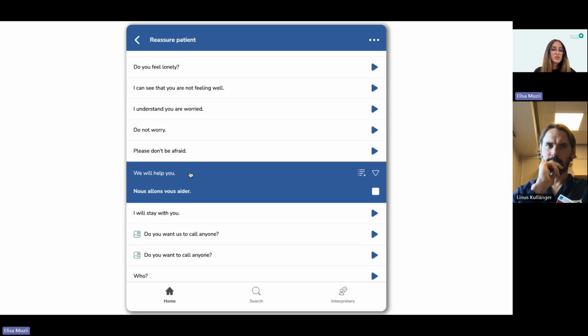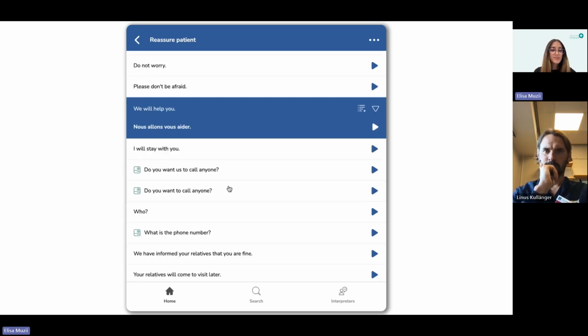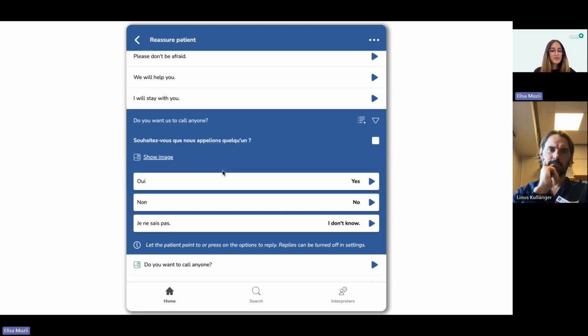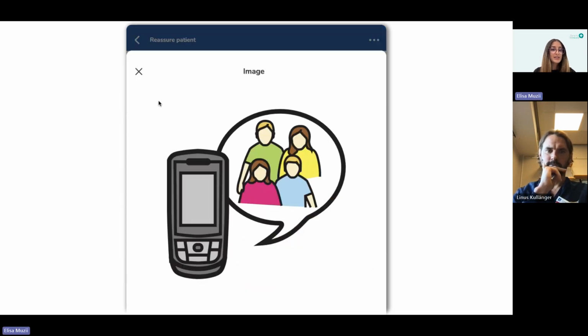Nous allons vous aider. So that the patient knows that you are there for them and you can calm them down. You can also ask them if they would like you to call anyone. Souhaitez-vous que nous appelions quelqu'un? And again, you can show an image to further convey the meaning of what you're trying to communicate.